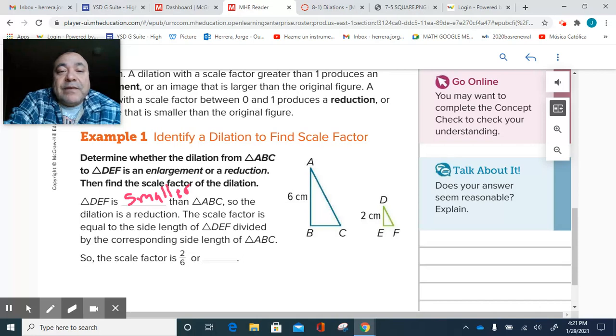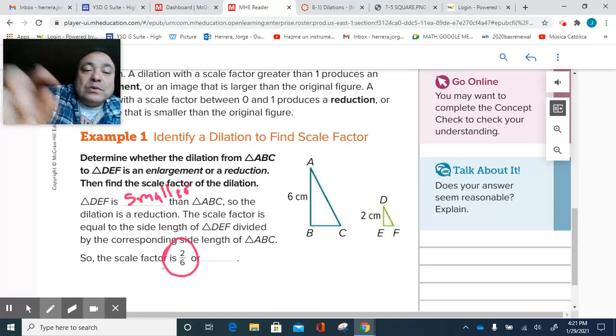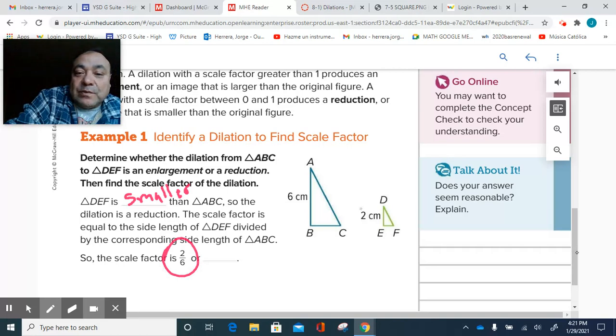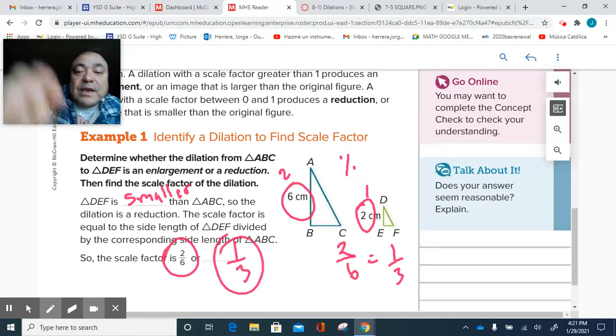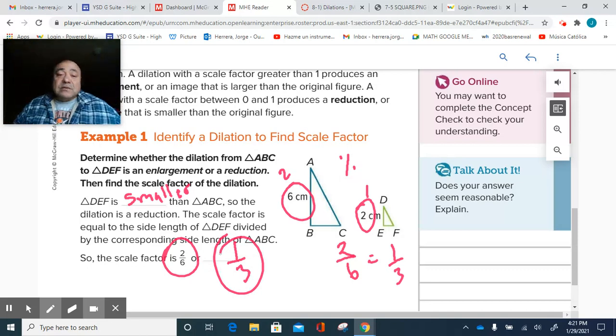So the scale factor is equal to the side lengths of the triangle DEF divided by the corresponding side. So we got this 2. We start with that. We do that first. And we're going to divide that by, look, it's the same side, by this side. And that will be the second step. So we end up with 2 over 6, or we can reduce that to 1/3. So the scale factor for this is 1/3, meaning that the small triangle is 1/3 of the big triangle. That's really what it means.